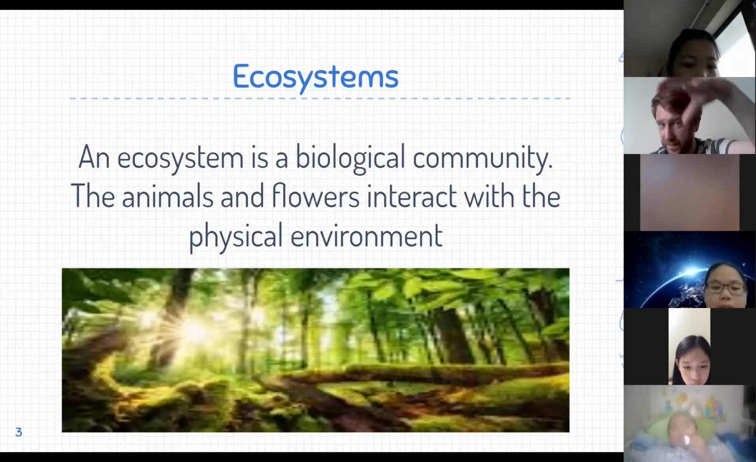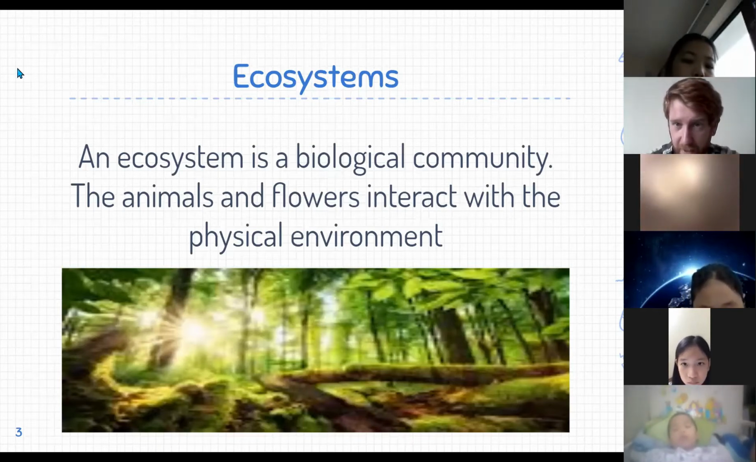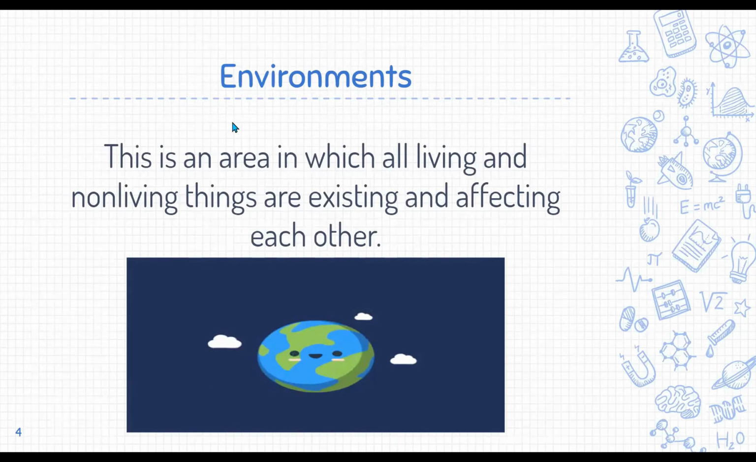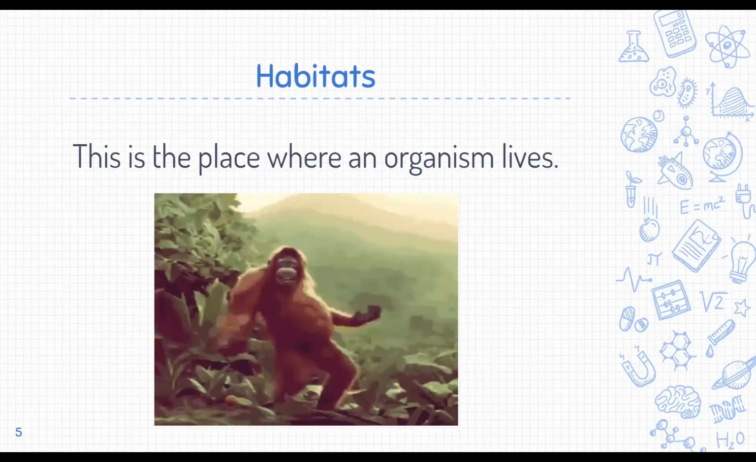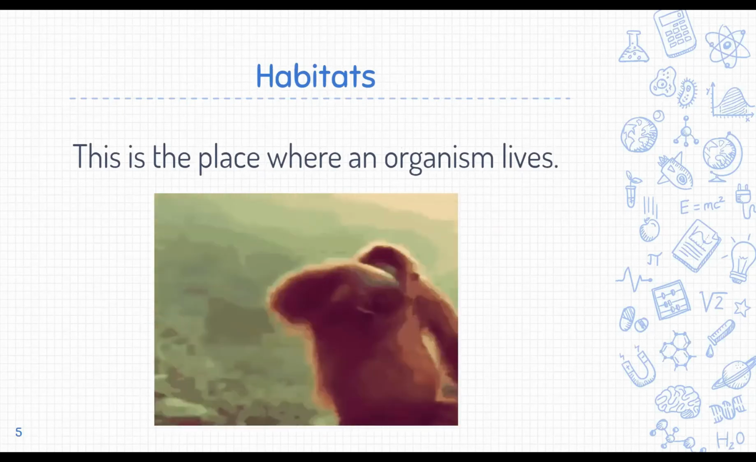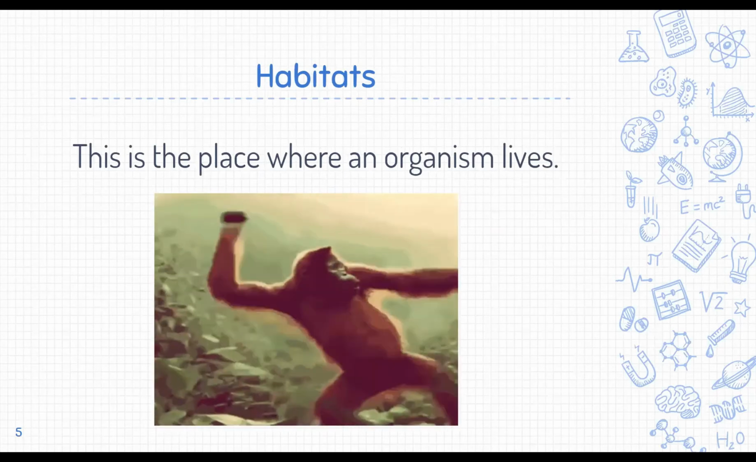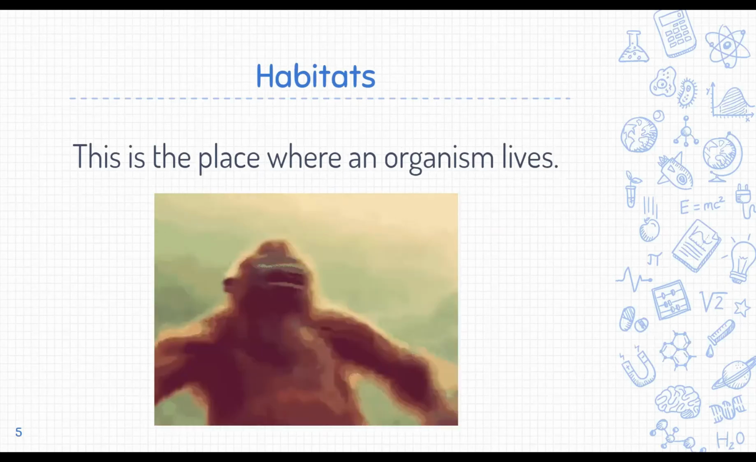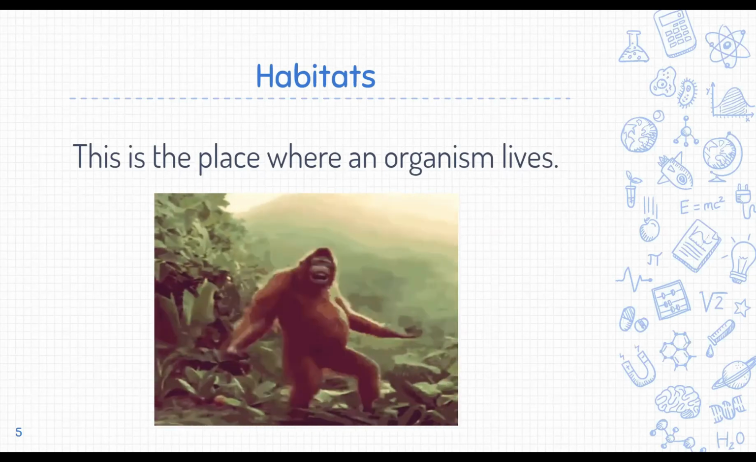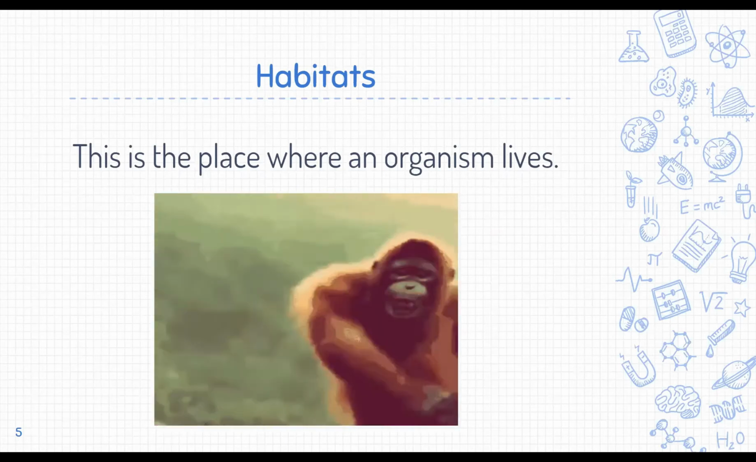The place where living things live is a habitat. Okay, that's the difference. So an environment is an area in which all living things and non-living things are existing and affecting each other. So as I said, ecosystem plus non-living things equals environment. And a habitat is a place where an organism lives. So something that is alive, this is where it lives. This habitat can be in an environment and can be where an ecosystem lives. But these are the main differences.